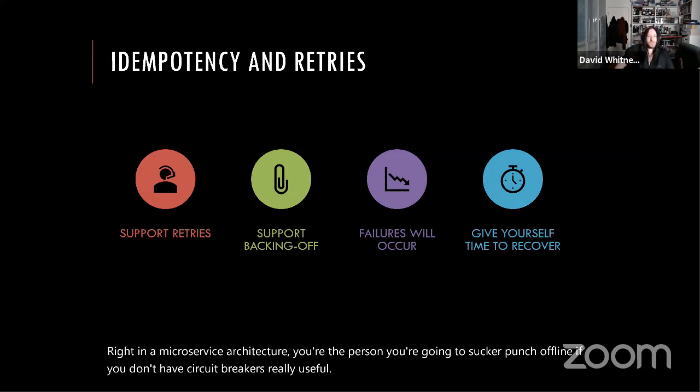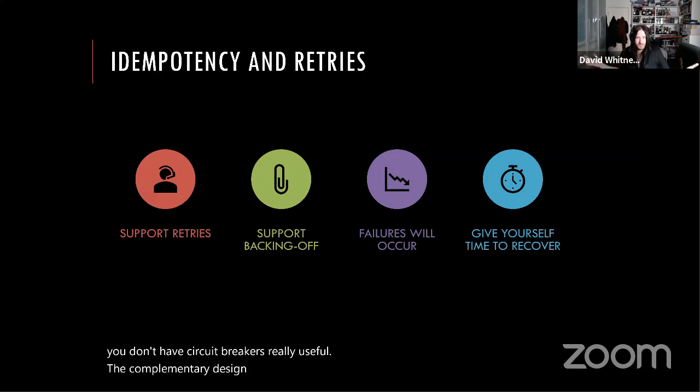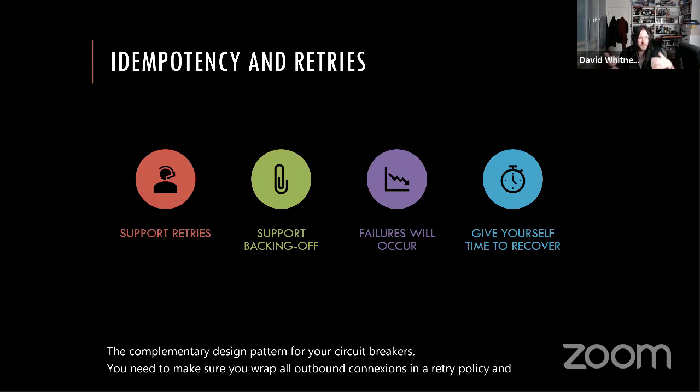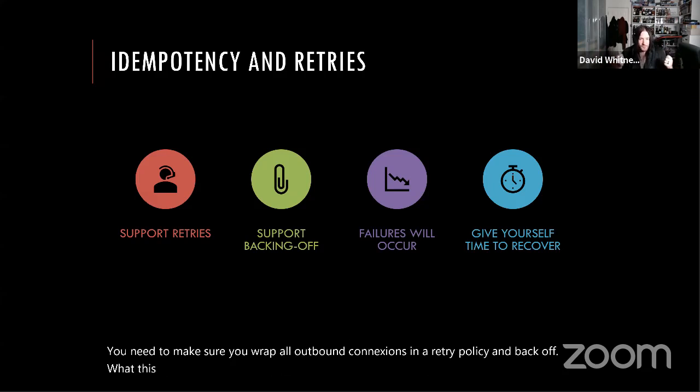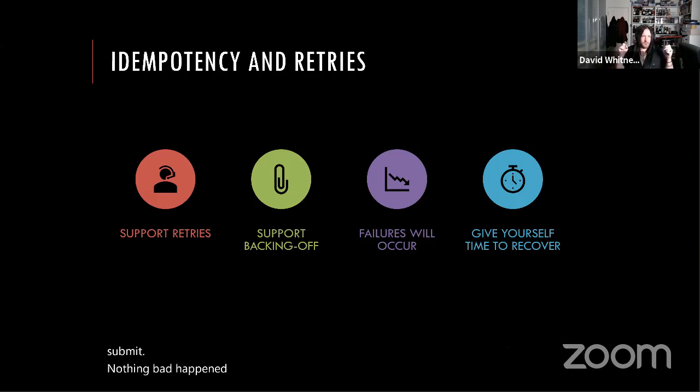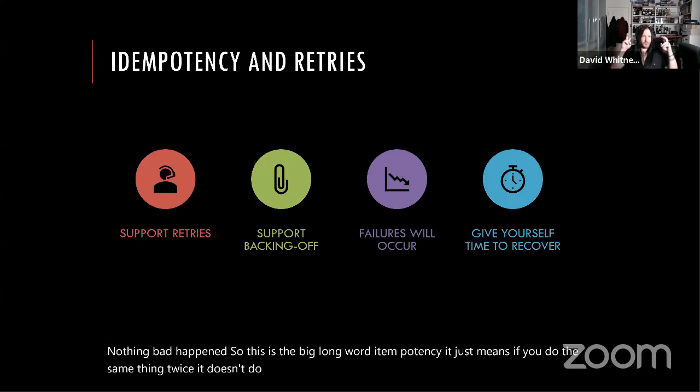The complementary design pattern for all your circuit breakers: you need to make sure you wrap all outbound connections in a retry policy and back off. What this really means is you should design your calls to be non-destructive. So if you double submit them, nothing bad happens. So this is the big long word idempotency. It just means if you do the same thing twice, it doesn't do anything bad or responds the same way.